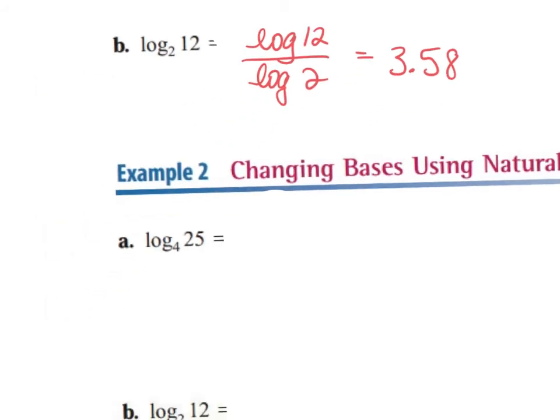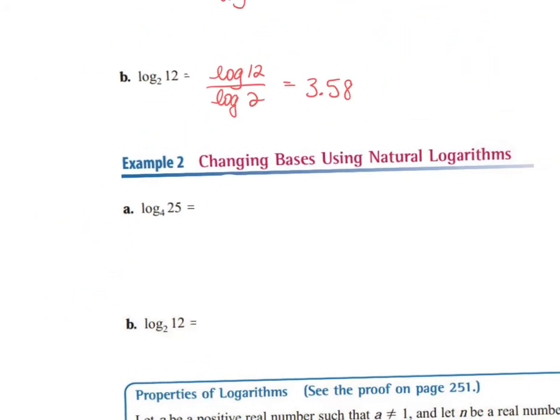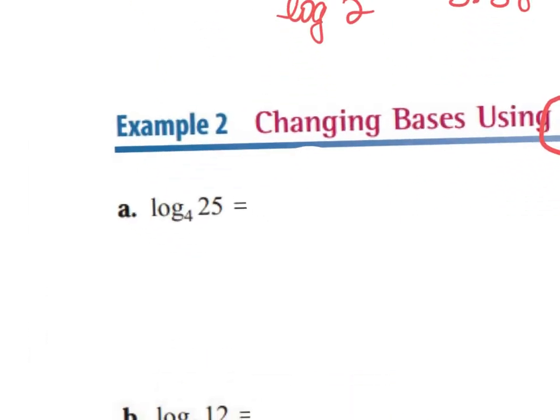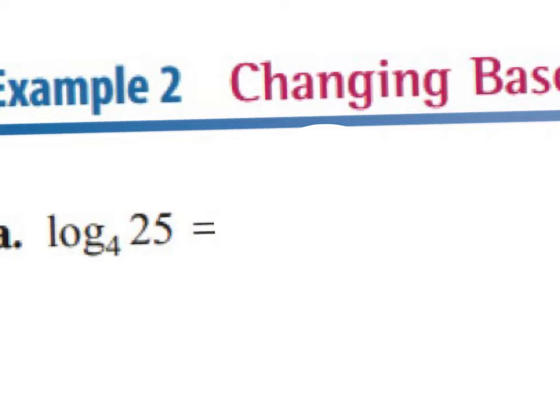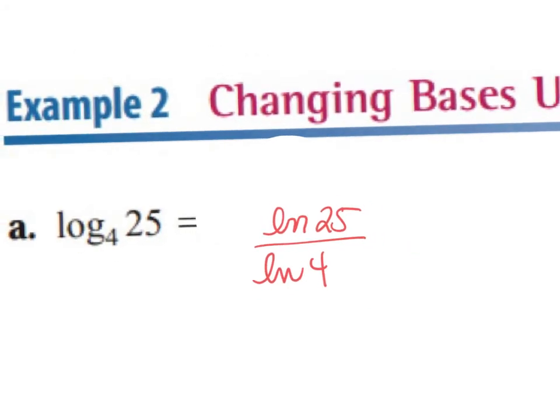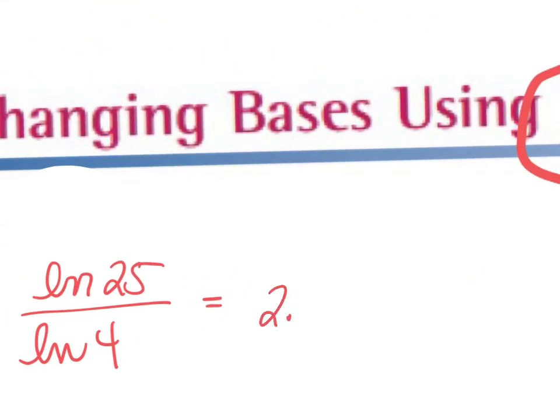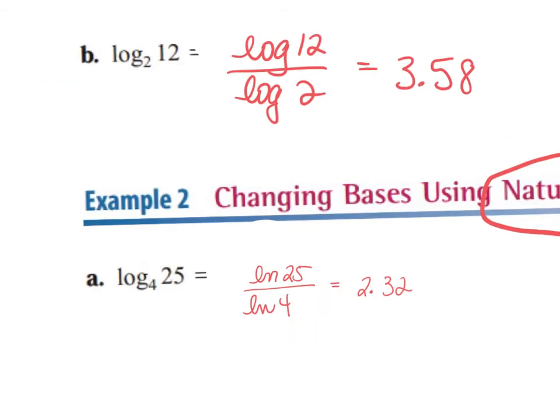All right. Exact same thing here, but it's telling us to use what? A natural log. On your calculator, what's the natural log button? What does it say? ln. Same thing, guys. If I was going to change using natural logs, I would say ln of 25 over ln of 4. And what do you get? You get 2.32. Isn't that what we got the first time we did this?